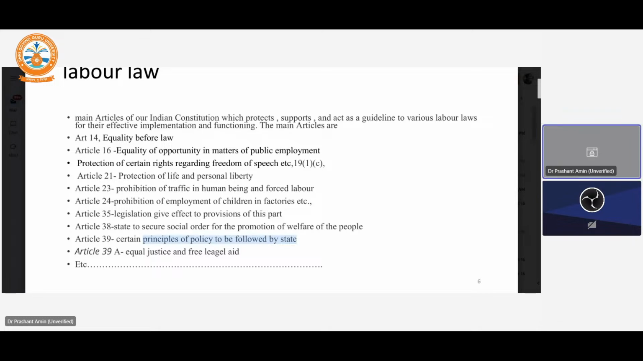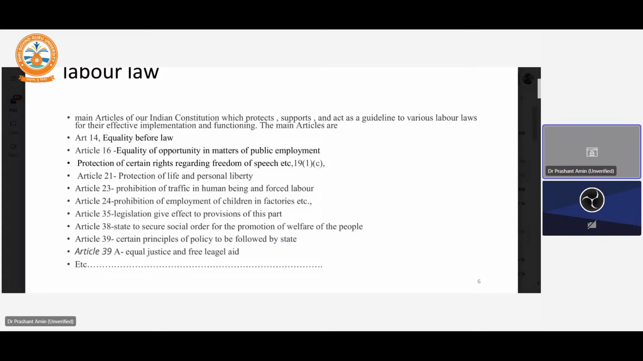When the state is enacting any law as far as labor and the regularization of labor is concerned, there are certain principles to be included according to the Constitution. So that is given in Article 39 and Article 39A, equal justice and free legal aid, etc. So this is just information on the genesis of this particular law.